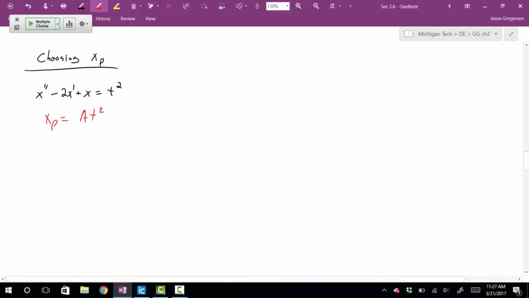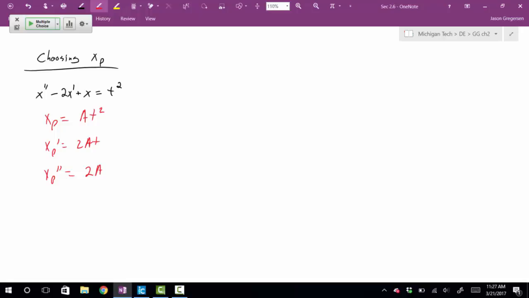All right, before I get too far here, let me just calculate some pieces. XP prime is 2a t. XP double prime is 2a. And right away, I kind of have a problem, right? I'm looking at that problem and I'm saying, okay, these derivatives are giving out values of t and then some constant value.